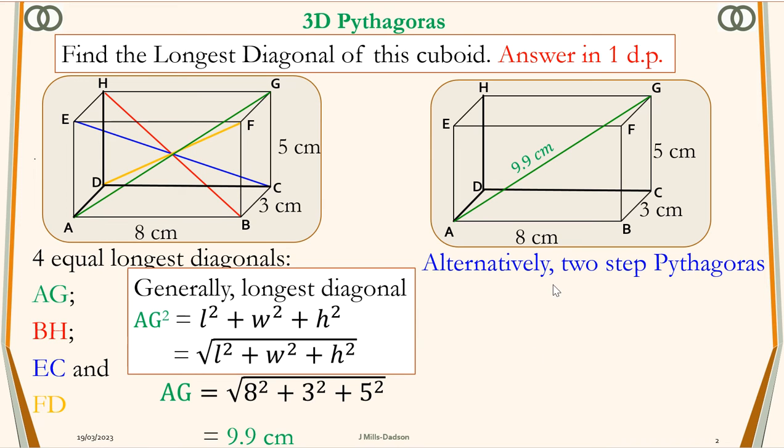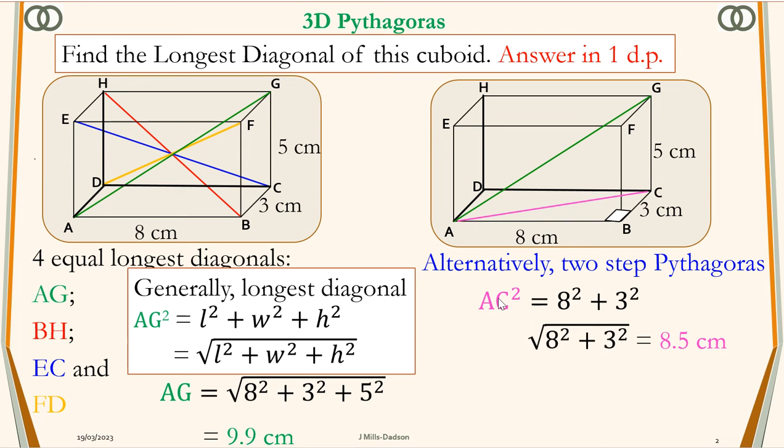If you look carefully, the line AG doesn't necessarily make a right angle triangle. So we start by making a right angle triangle here. So ABC is a right angle triangle, and AC is the hypotenuse of that right angle triangle. So we can use 8 and 3 to work out the pink line AC. So AC squared is equal to 8 squared plus 3 squared, and you find the square root on both sides. So we have AC equals 8.5.